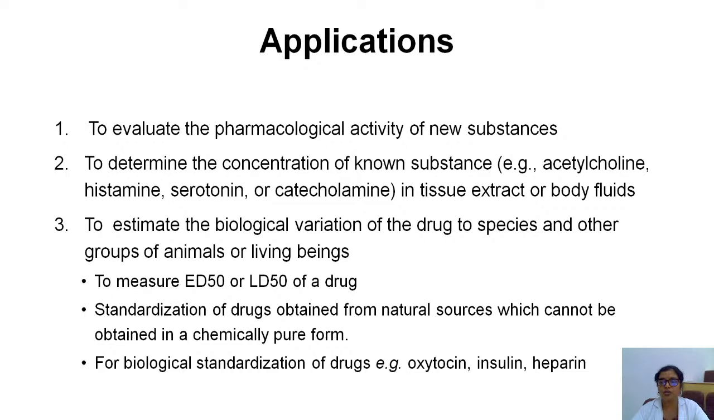So for insulin, I don't remember the exact values, but it was the amount of insulin which causes hypoglycemia, which reduces the blood sugar level by a certain amount in an overnight fasted rabbit. It was defined in those terms, and that is how the preparations were standardized. That this is 100 units of insulin, this is 1000 units of insulin. So for such cases, standardization, you always need a biological assay. It is not standardized based on weight.